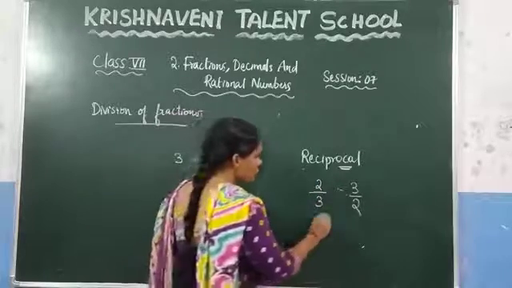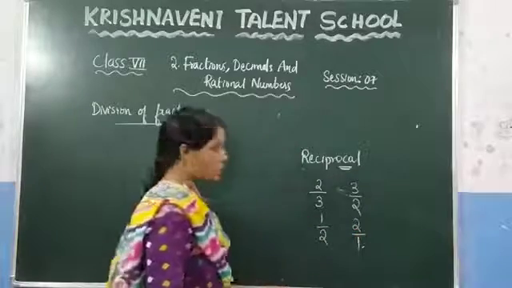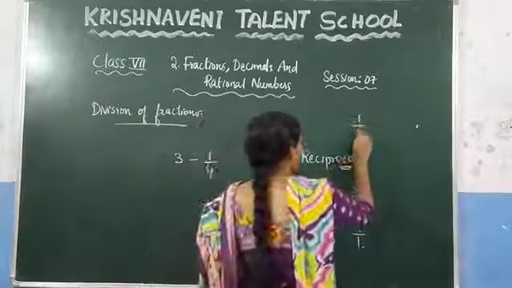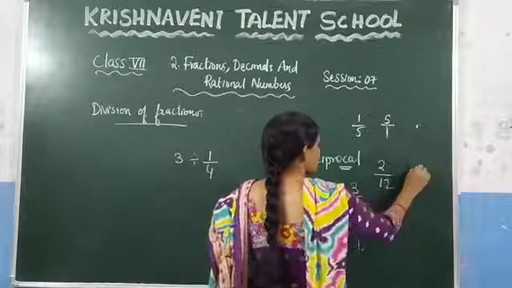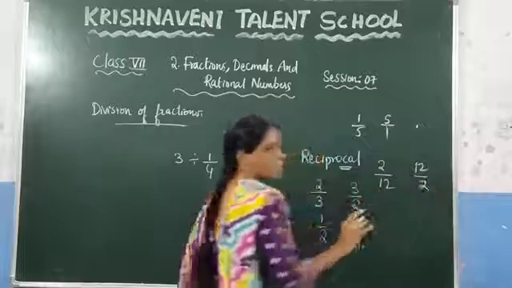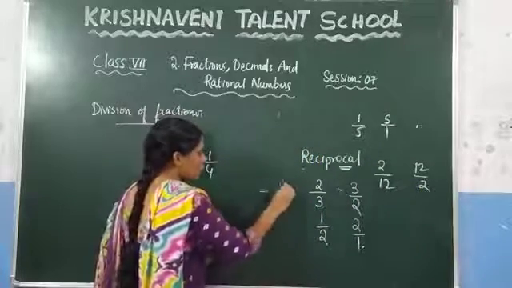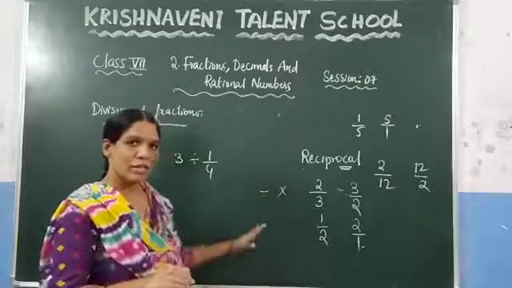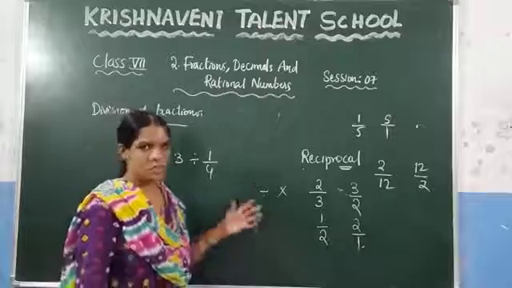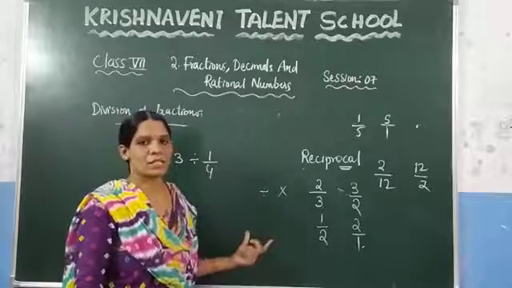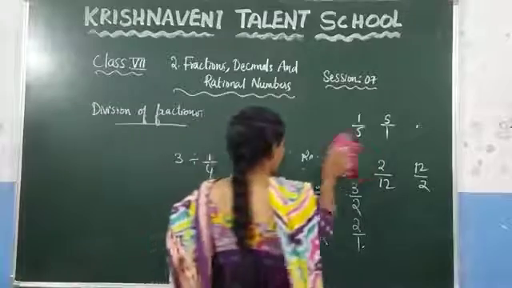Similarly, the reciprocal of 1 by 2 is 2 by 1. The reciprocal of 1 by 5 is 5 by 1. The reciprocal of 2 by 12 is 12 by 2. This is the reciprocal. And if you are changing the division into multiplication, you need to write the reciprocal of the next number. This is the method if you want to divide a fraction.